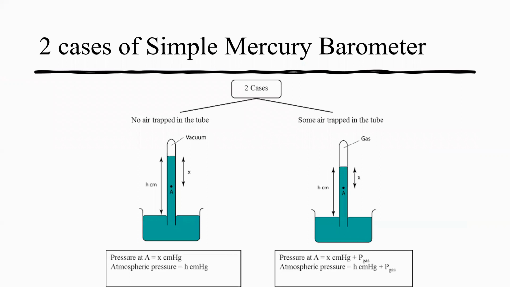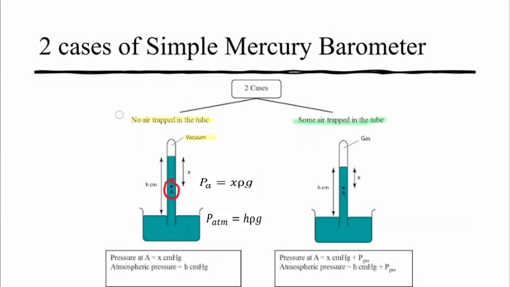Two cases of simple mercury barometer. In the first case, there is no air trapped in the tube, so the bottom of the tube is in a vacuum situation, and the pressure at point A will be equal to x. Also, the atmospheric pressure will be equal to h. However, when some air is trapped in the tube, the pressure at point A will be equal to the sum of x and the pressure of the gas. Also, the atmospheric pressure will be equal to the sum of h and the pressure of the gas.